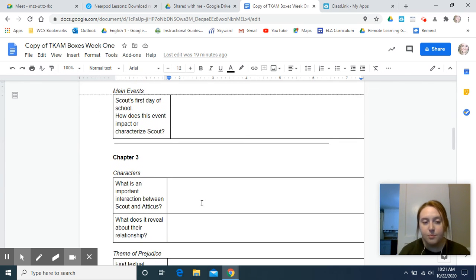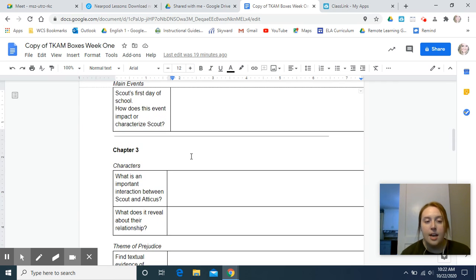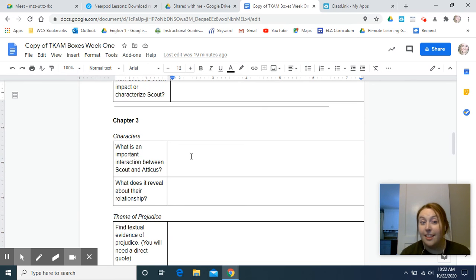Because I really want you to be able to analyze why that is an important interaction between these two characters, okay? And so the same thing for chapter 2. Since chapter 2 is really short, I really just want you to look at how the event that happens between Miss Caroline and everything that happens with the first day of school helps characterize Scout. Chapter 3 is looking at characters and theme. Again, we've already talked about the important interaction between Scout and Atticus in this chapter, and this was in your task 2. But again, I want you to focus on what it reveals about the relationship.